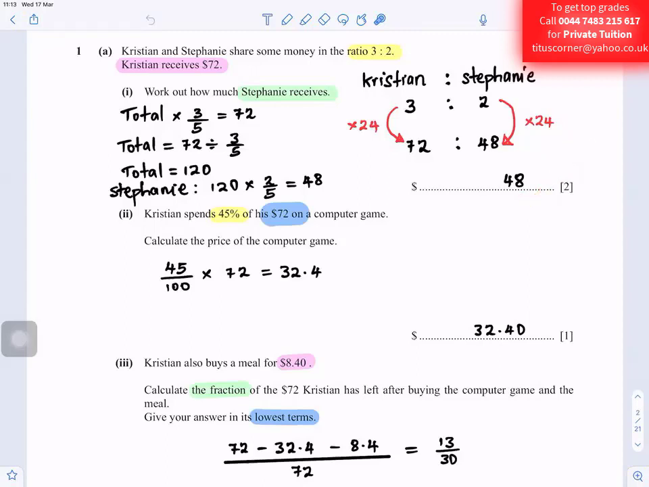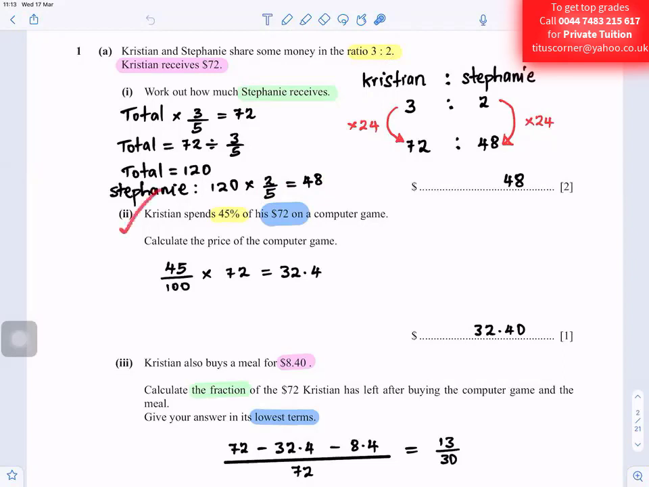Another way, you can add the total. 3 plus 2 gives you 5. And we know Christian is 3. So 3/5 of the total gives you 72. And to get the total, you take times 3/5 to the right, it becomes divided by 3/5. 72 divided by 3/5 gives you 120. So the total is 120. Now Stephanie is 2/5. So you want to find 2/5 of 120. That gives you $48. That's another way to do it.